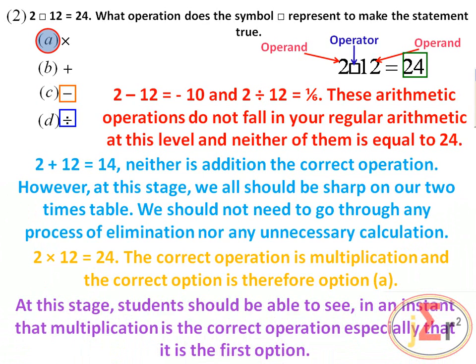At this stage, students should be able to see in an instant that multiplication is the correct operation, especially that it is the first option. Right? There's no student who should have any difficulty with your 2 times table. With your 2 times table, therefore, you should not go through any long and lengthy calculation to see that multiplication is the correct one. And it should be even more obvious that it is in the first option.